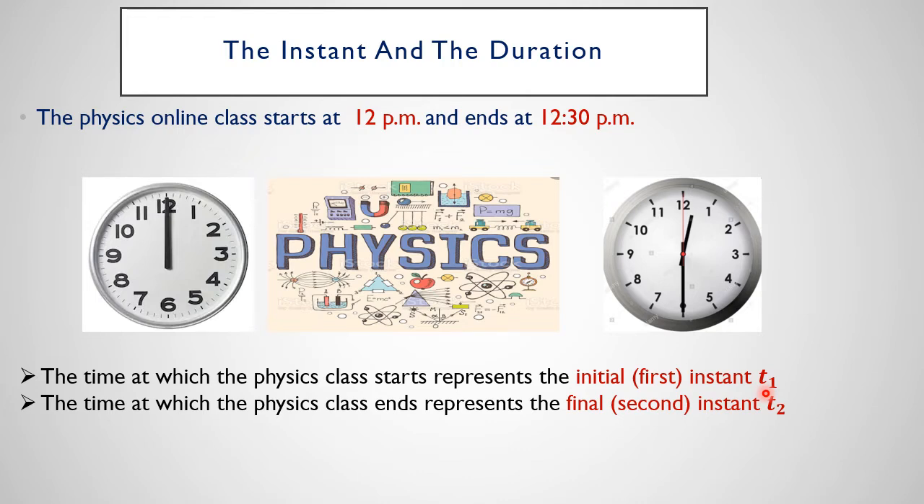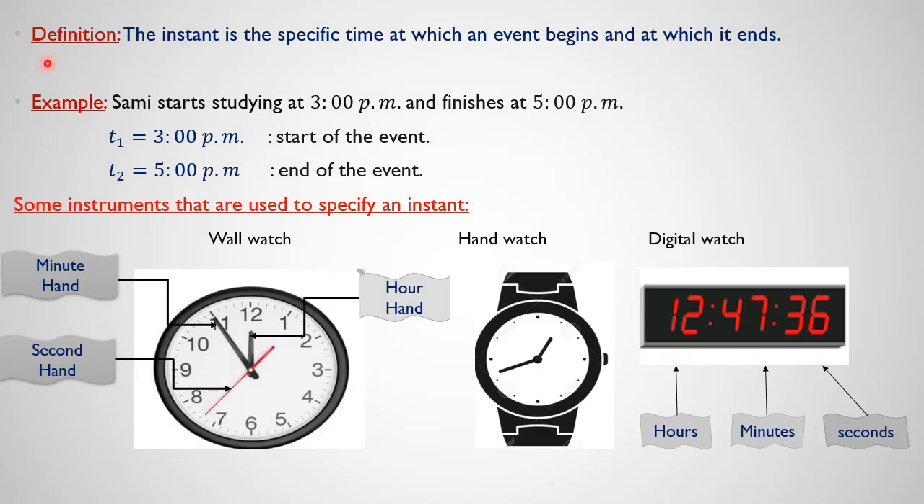Instant is a specific time, and it's denoted by T1. The time at which the physics class ends represents the final or the second instant, T2. So 12:30 is the final instant, while 12 is the initial instant. So as you notice, by definition, the instant is the specific time at which an event begins and at which it ends. So the instant is a specific time for the starting of the event and its end.